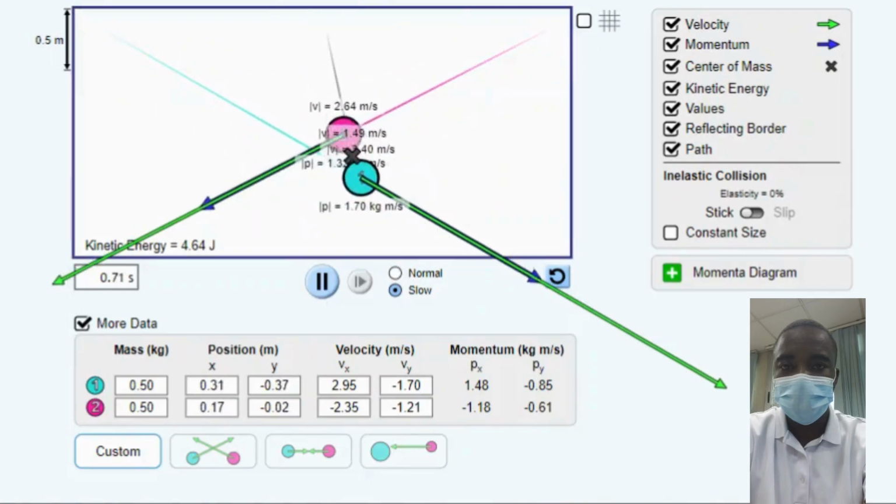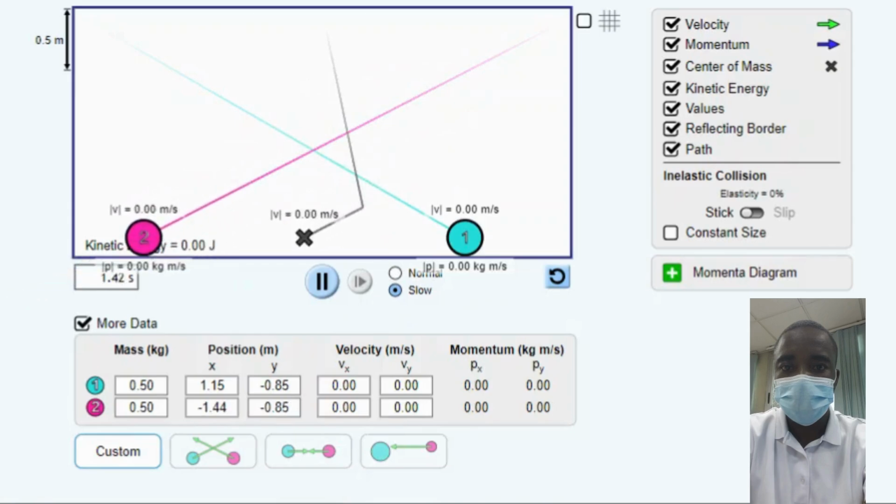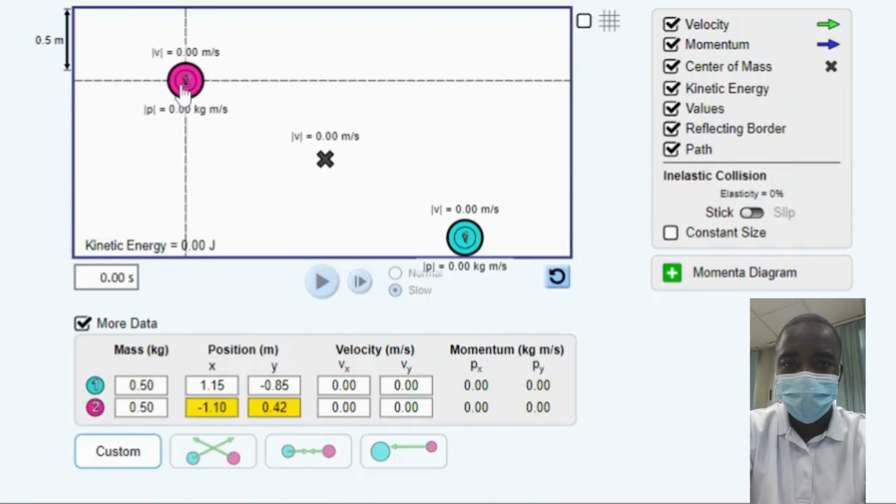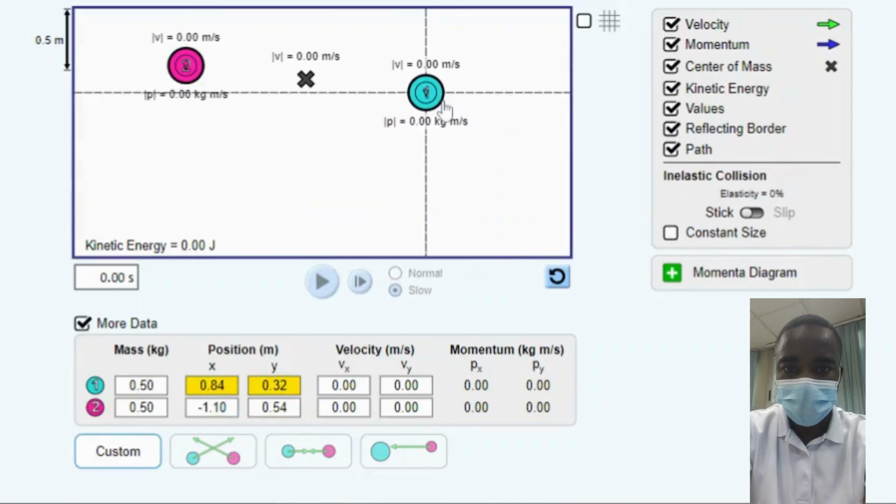Whether used in a classroom setting or for individual study, this simulation can significantly enhance the learning experience and build a strong foundation in physics. Through exploration and experimentation, students can gain a deeper appreciation for the complex and fascinating world of inelastic collisions and their applications in various scientific and engineering fields.